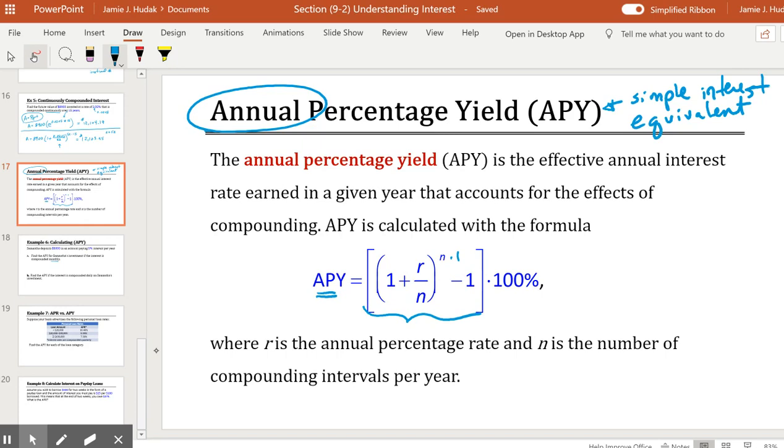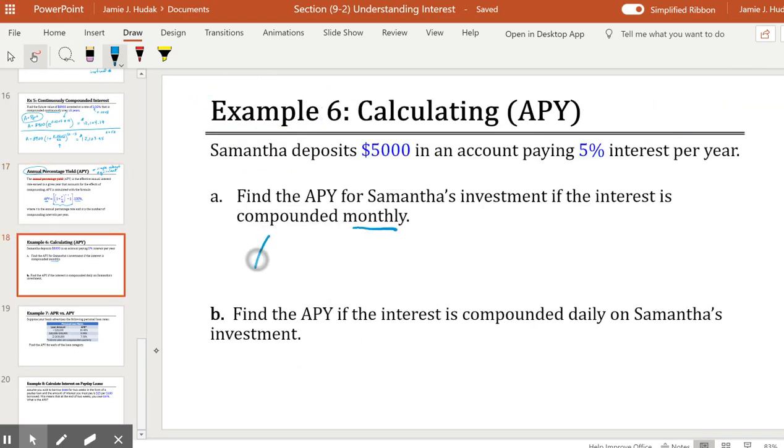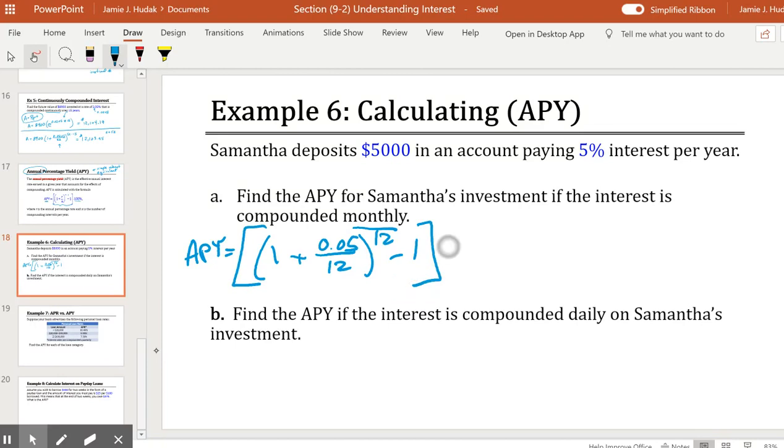So it's 1 plus r over n raised to the n, and then minus 1 is to get rid of that 1 after the interest has been applied to it. And we multiply it by 100% to change it from a decimal to a percent. So we have APY is equal to 1 plus the interest is 5%, n is 12 raised to the 12, and then we'll subtract 1, and then we will multiply by 100.